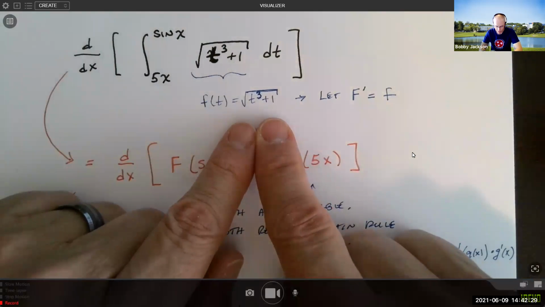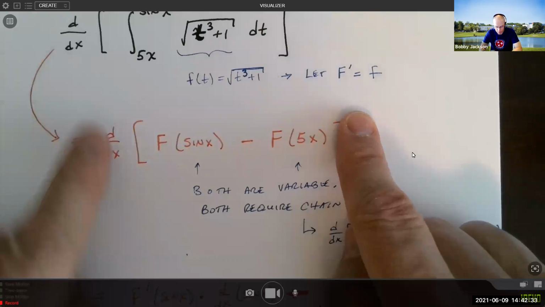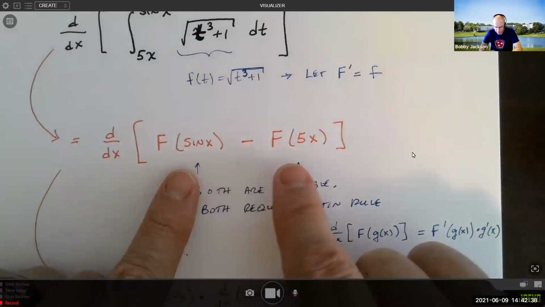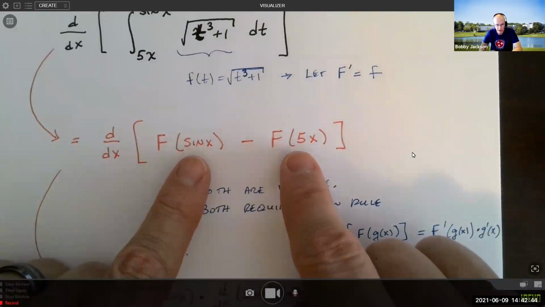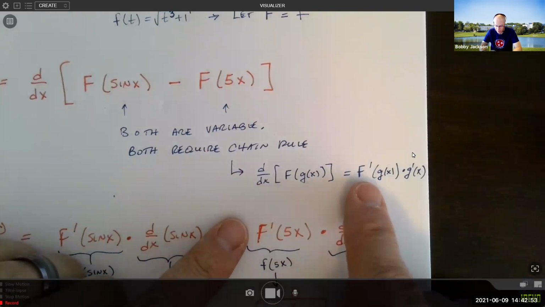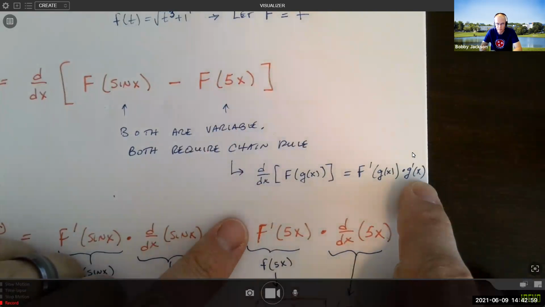We don't need it though, again, because once I find this, notice we're taking the derivative with respect to x of this stuff. So when I take the derivative with respect to x of both of these expressions, notice they're both variable, they're not constants. And we have to use the chain rule, right? Remember the chain rule, derivative of the composition of capital F with g is the derivative of capital F, the outer function, evaluated at g, the inner function, times the derivative of the inner function.